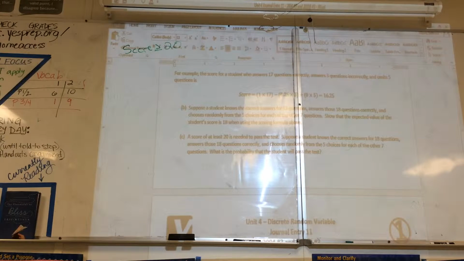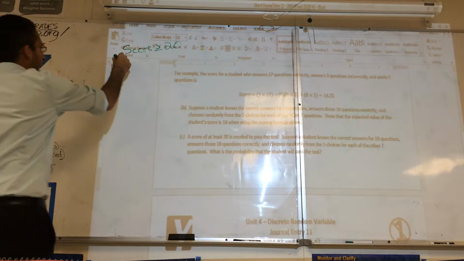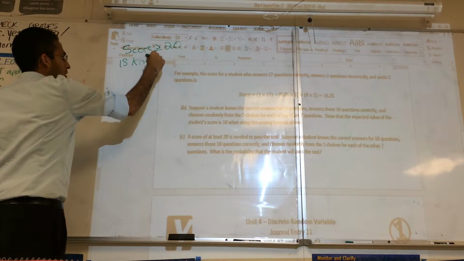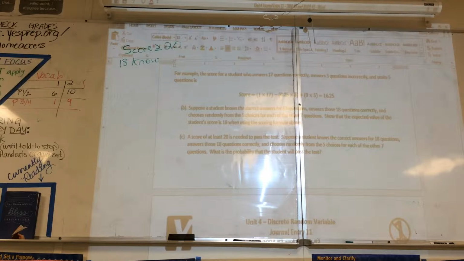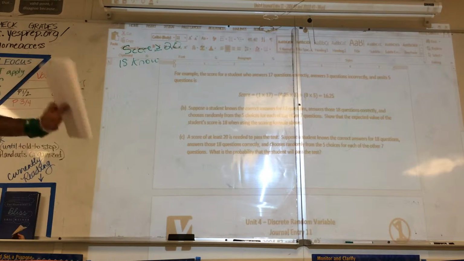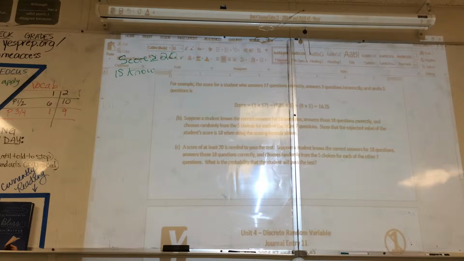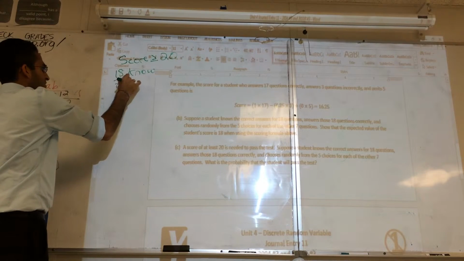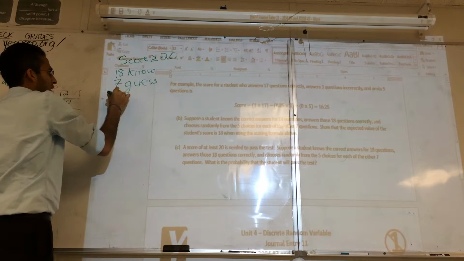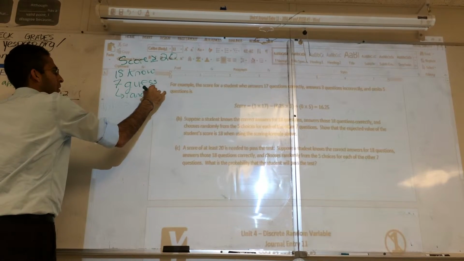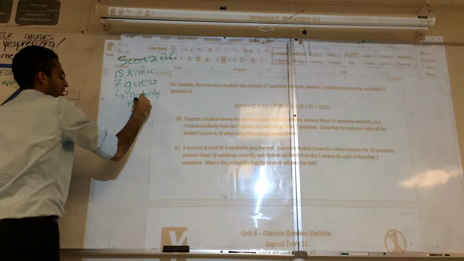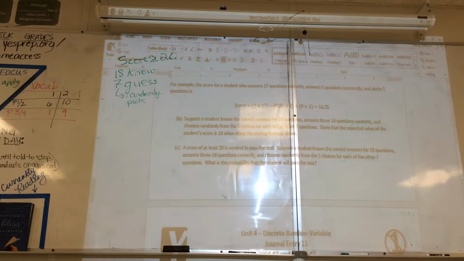Suppose a student knows the correct answer for 18 questions. So 18 I know, and I answer correctly for those 18. And I choose randomly from the 7 I guess. And I randomly pick. So what is the probability I'll pass the test?